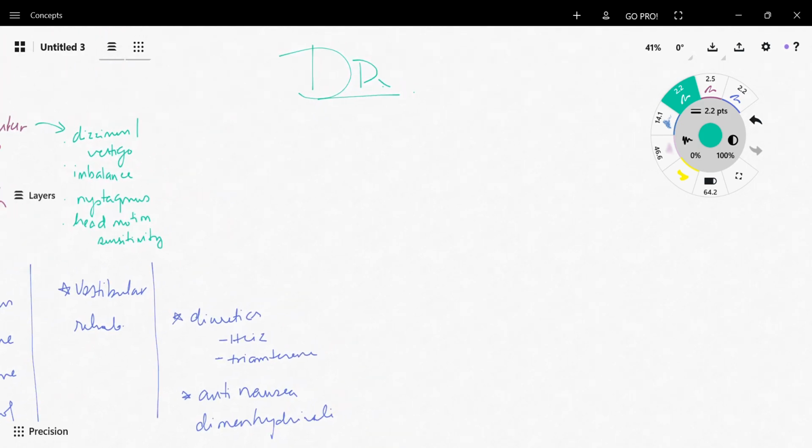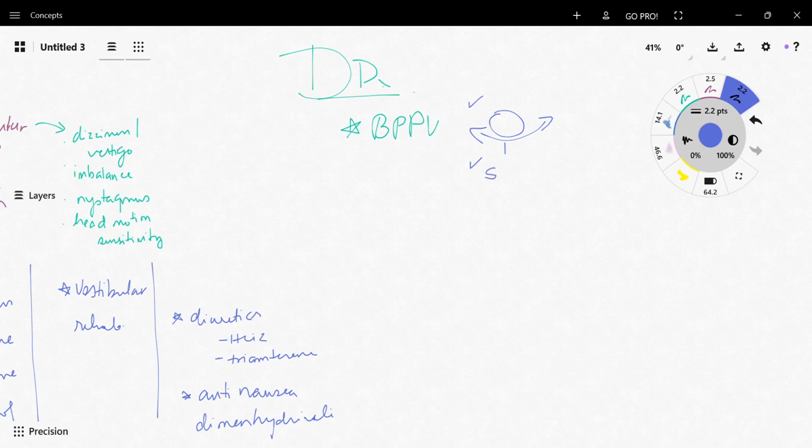So the first one will be BPPV, but you want to remember that the head motion sensitivity is a lot more, and then the vertigo with BPPV is a lot shorter in duration, right? The next one would be an acoustic neuroma, right? It's a tumor of the eighth cranial nerve.